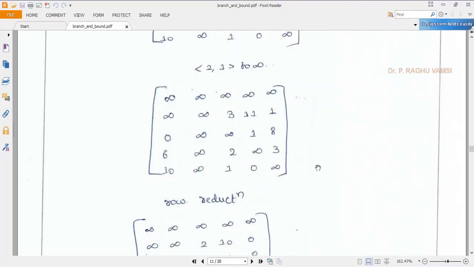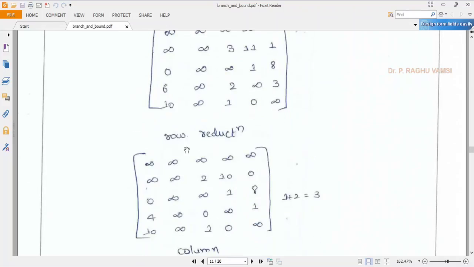Now perform the row and column operation as we have done in the previous step. That is, identify the minimum element from the row and deduct it from the remaining other elements in the row. In the same way, after performing the row operation, identify the minimum element from the column and deduct it from the remaining elements in the column. So this is the matrix after choosing this 1 to 2 path.